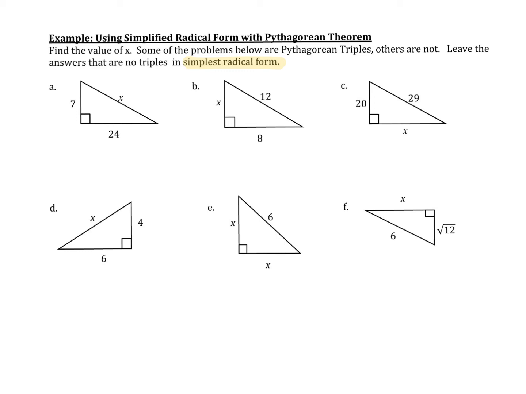pause the video, do it yourself, and then unpause the video to see if you got the correct answer. So let's do letter A. I'm always going to find my hypotenuse first. So this one's going to be 7 squared plus 24 squared equals x squared.